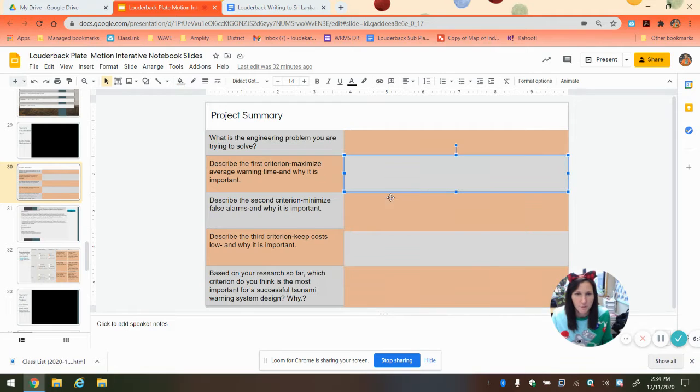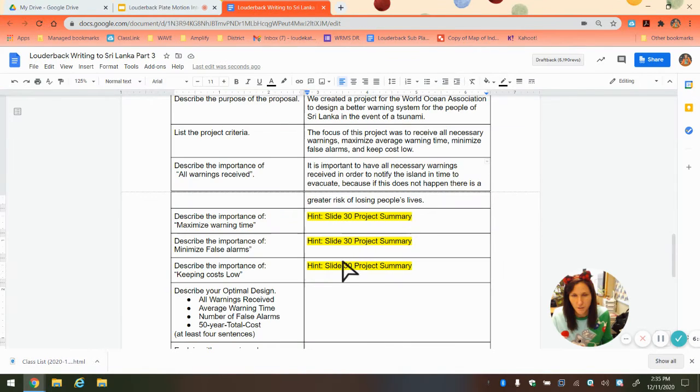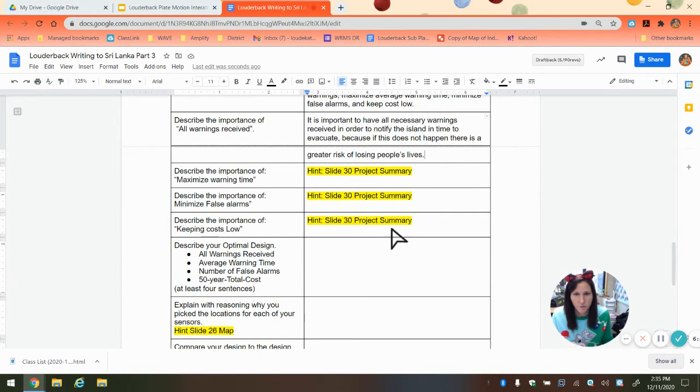Whatever information you have here, you just copy and paste it into your Google Doc, okay? That's why I keep telling kids, make sure you're filling in your interactive notebook. It's going to make your life easier. You're working smarter instead of harder. So you get to copy and paste this information into your Google Doc here. All right. Again, that's slide 30, the information in the project summary.